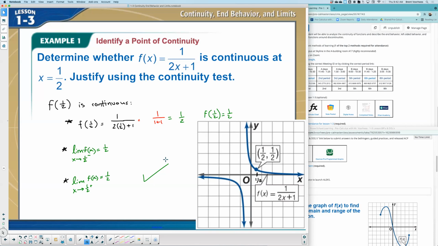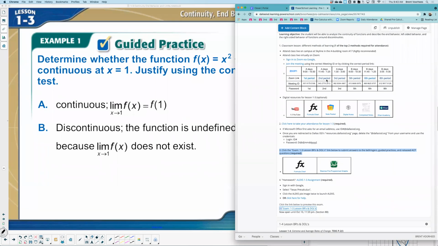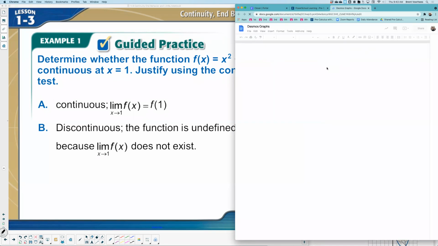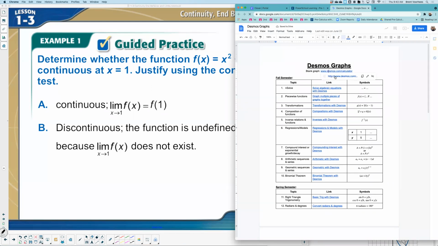Okay, now I'm not going to ask you to justify in the future, but I'm just walking through what that was. Here's your DOL number 1. I want you to graph this and see if it's continuous at 1. If you need something to graph with on your PowerSchool Learning, just click the Desmos link and then click blank graph. I'm going to give you about a minute, and then we'll pick up and move on.